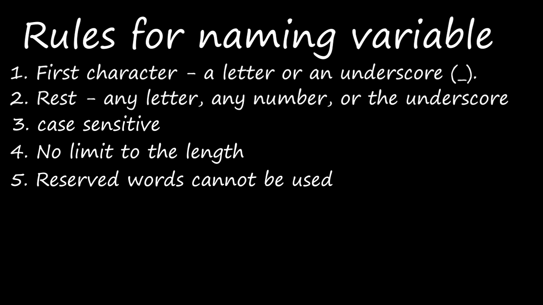First, the first character can be a letter or an underscore, but it should not be a number. Other than the first character, the rest can be a letter, a number, or an underscore. We cannot use symbols, spaces, and punctuation marks. Third, JavaScript variables are case sensitive. If you write it with a small letter, you have to write it with a small letter only. If you write the first letter or something with a capital letter, you have to mention the variable with that capital letter everywhere.